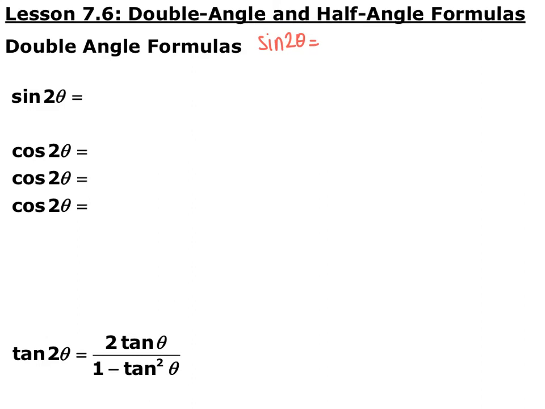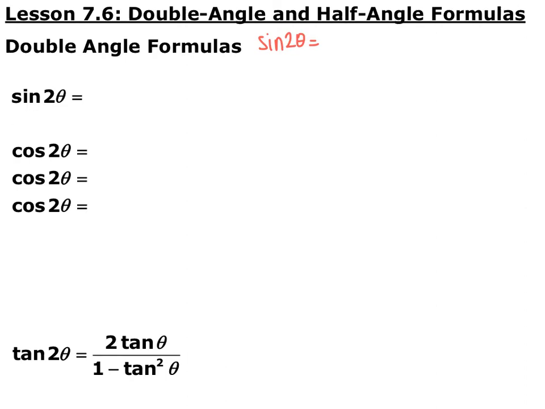Section 7.6 is talking about more identities and formulas to do with trig functions. This time it is double and half angle formulas. A double angle formula would be when you have something like sine of 2 times an angle. All of these formulas we're going to derive from the sum formulas that we talked about in 7.5.